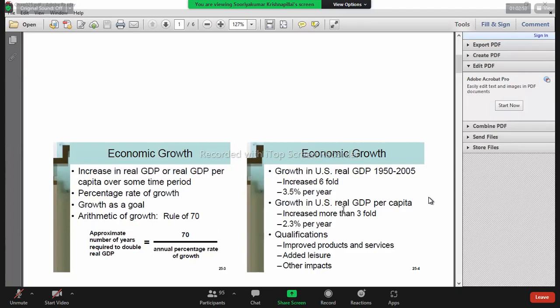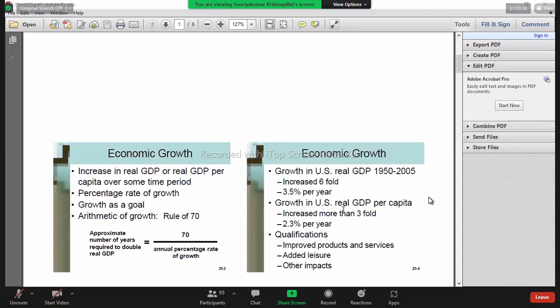But if developed countries want to increase their GDP growth, they have to invent. If there is new technology like the digital computer, their growth increases. Otherwise, their growth is around 3.5%. Growth in US real GDP per capita is 2.3%, while GDP growth is 3.5%, because the population increased.